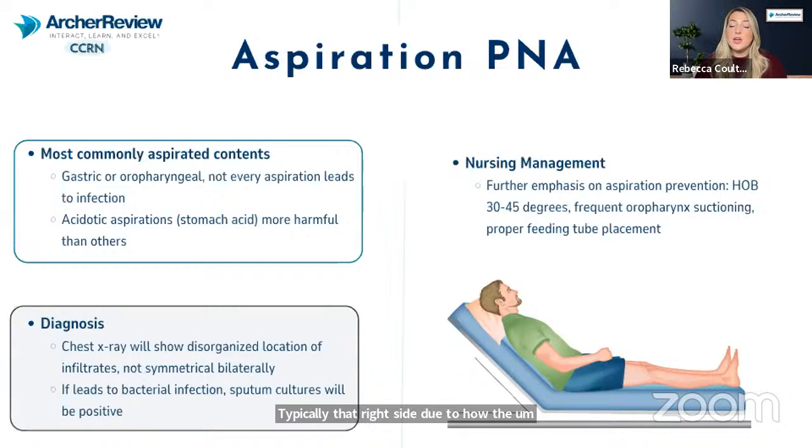Nursing management wise, we are just going to emphasize aspiration prevention. So head of bed is going to be elevated at 30 to 45 degrees. We're going to frequently manage secretions with oropharynx suctioning, and then proper feeding tube placement is very important.